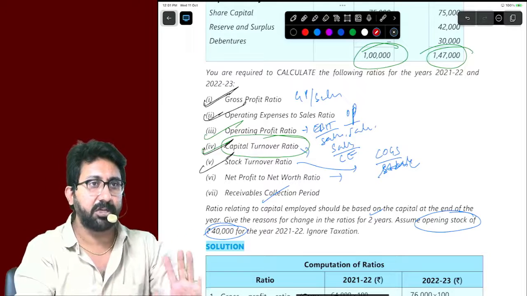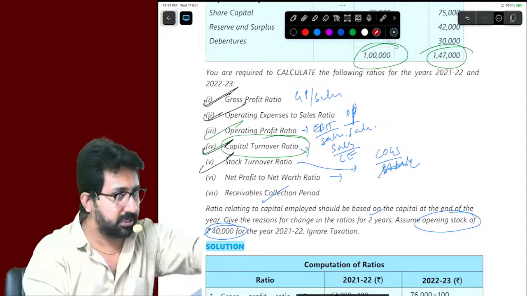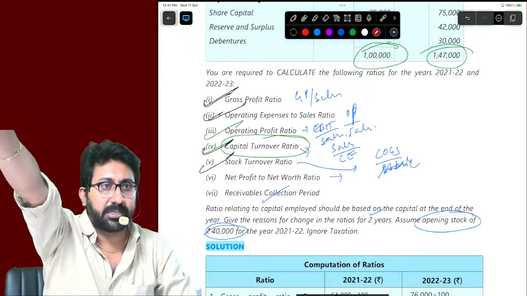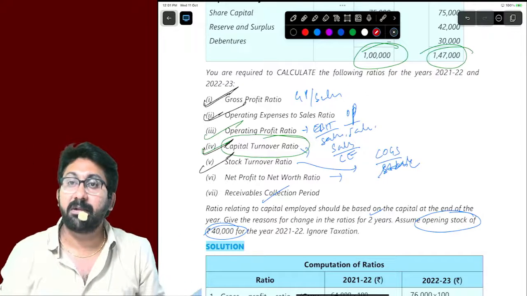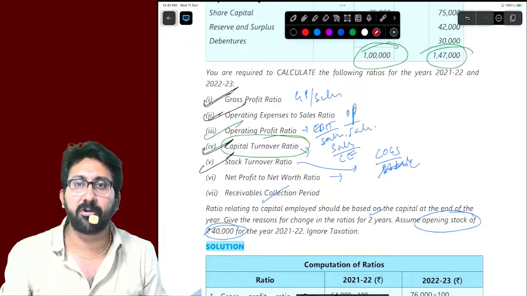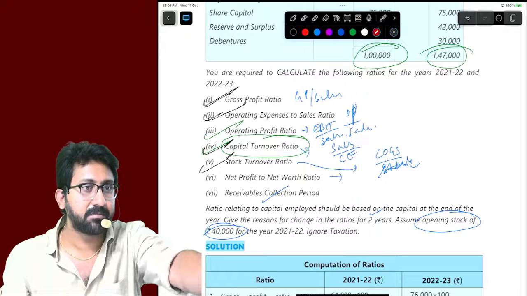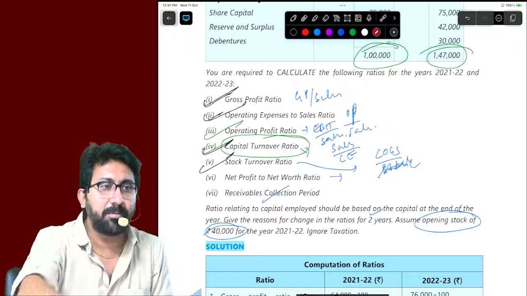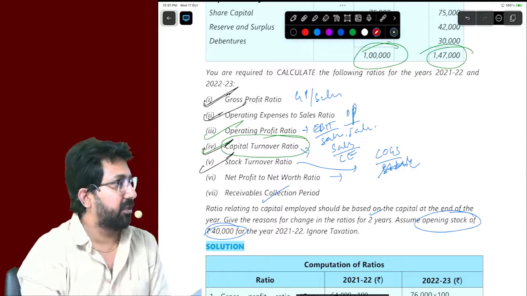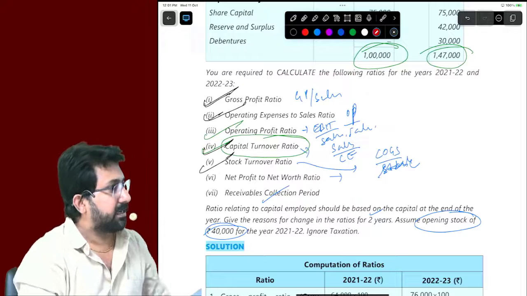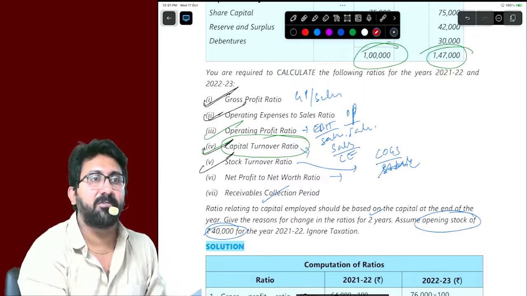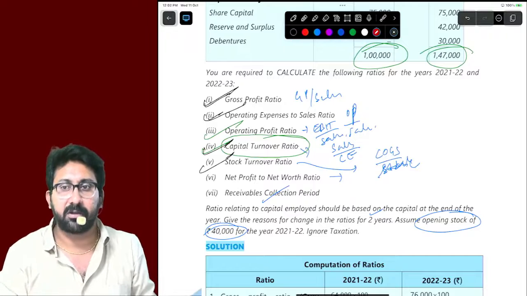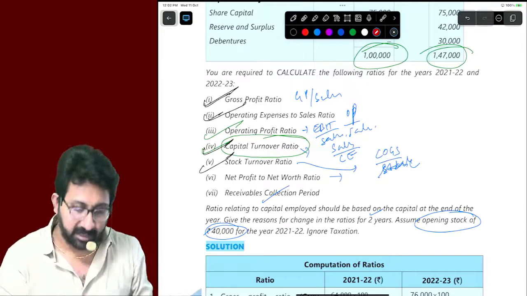I will ask you one question. 21-22's closing stock will become 22-23's opening stock. Yes, sir, but where is the opening stock of 21-22 given in the question? I asked you to read the question. What is the opening stock given in the question? 40,000. Next year's opening stock they need not give, because this year's closing stock will become the next year's opening stock.